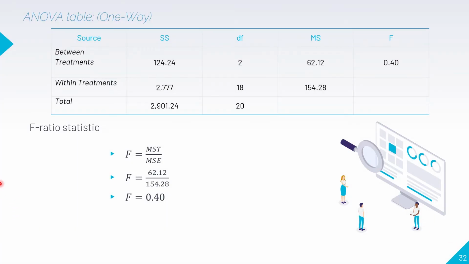Now let's find our F ratio statistic, which is MST over MSE, as mentioned earlier. So now we have MST, our between treatments, 62.12, divided by within treatments, our MSE. So 62.12 divided by 154.28, we now have our F ratio statistic, 0.40.